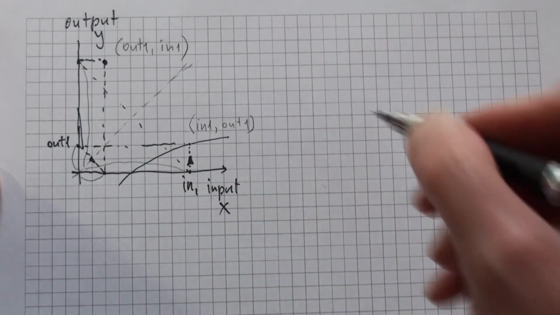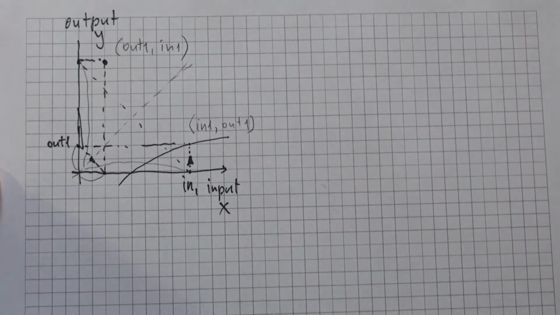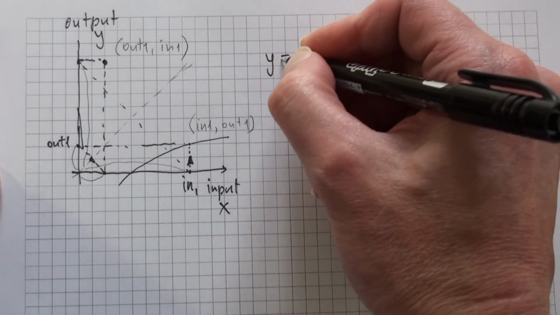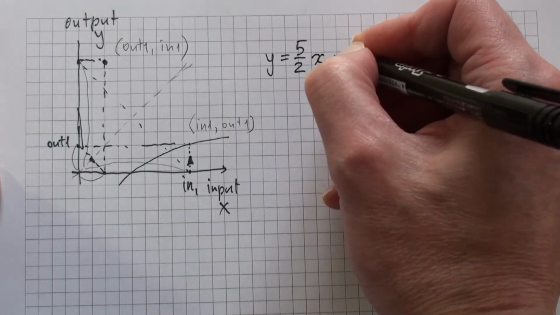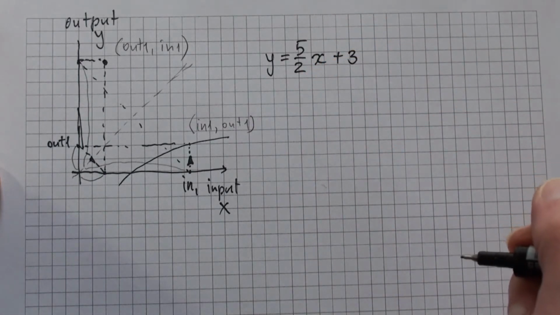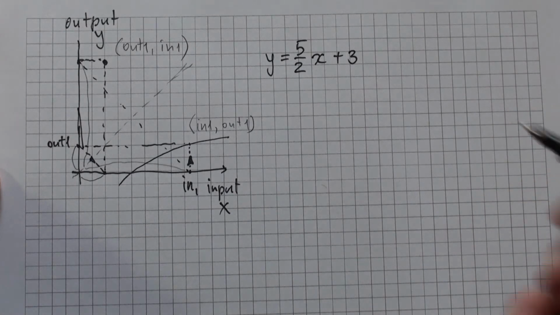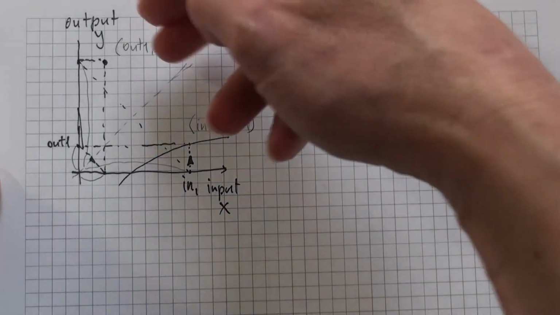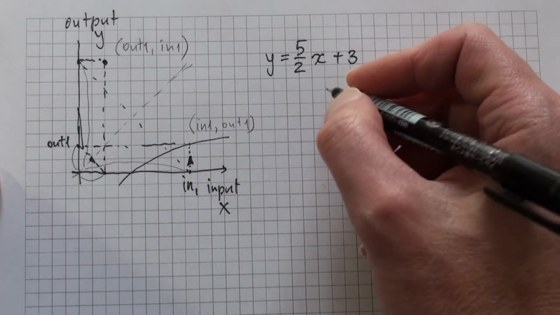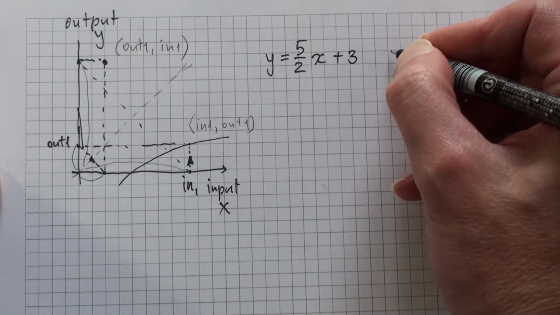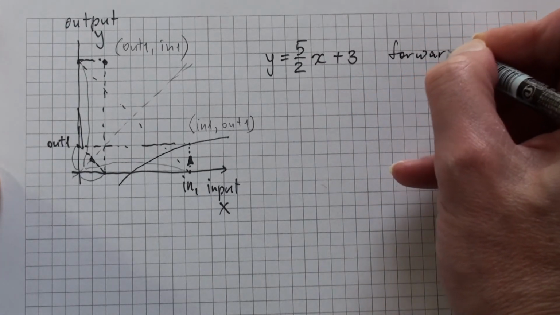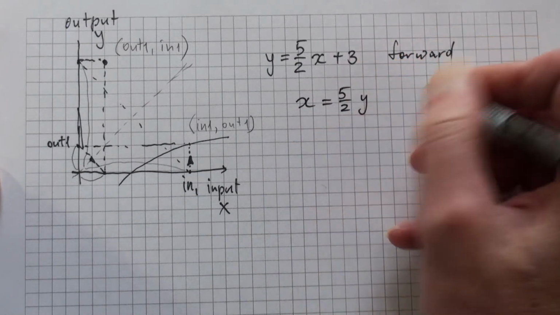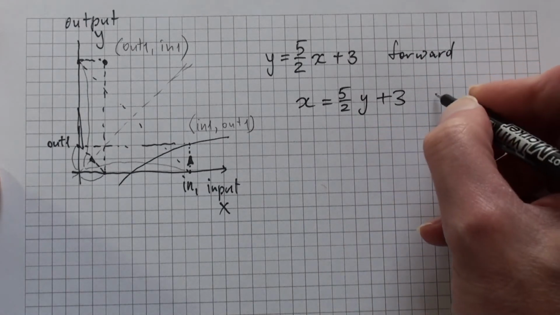This is very cool. What does it mean? It means that if I have the equation of the forward function, for example, y equals 5 over 2 x plus 3, if I want to figure out what the inverse function is, all I do is I flip the input and output and put it in the original function. So I say, if this is my forward function, x equals 5 over 2 y plus 3 is the equation of the inverse function.